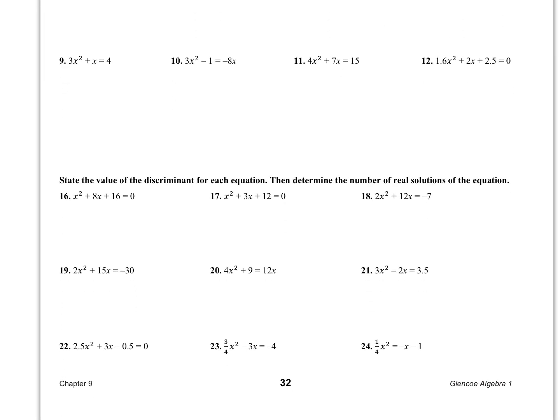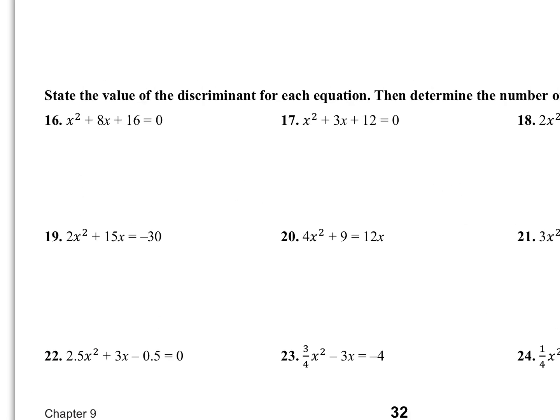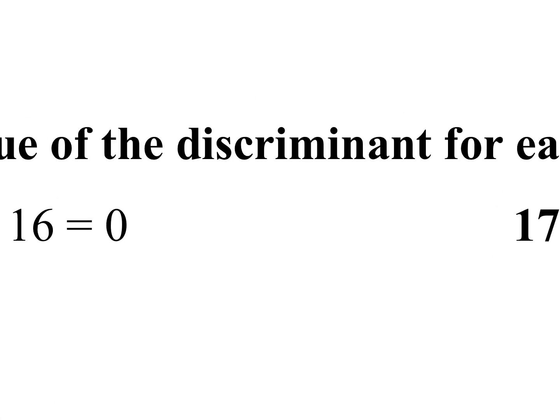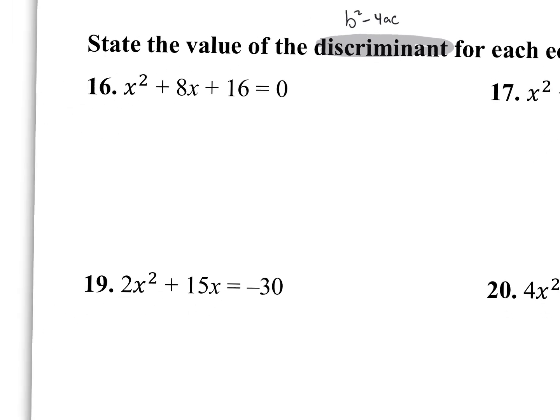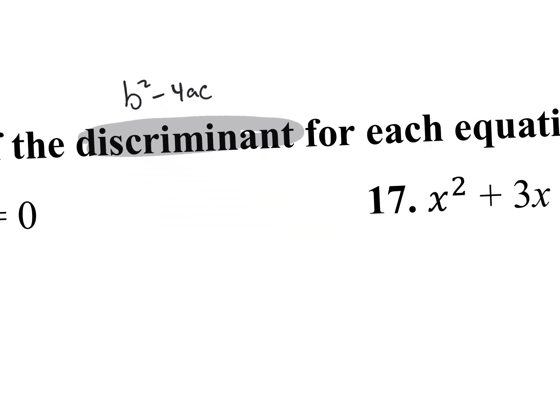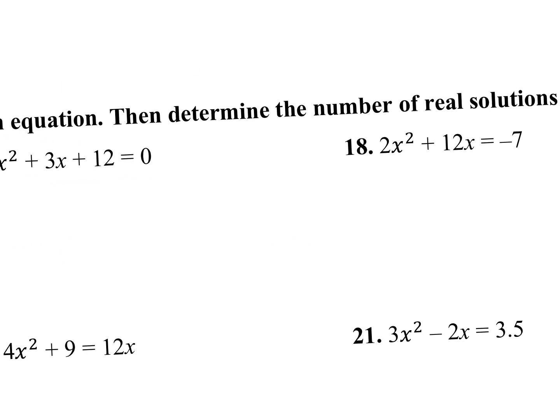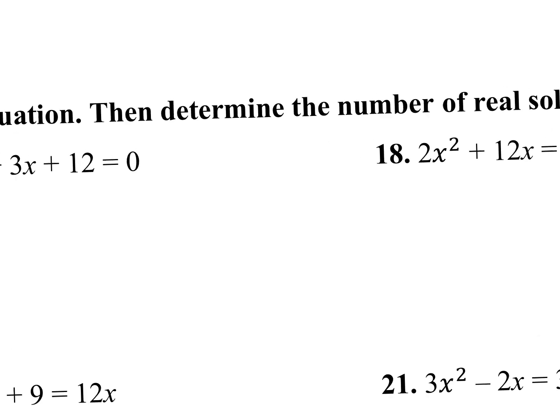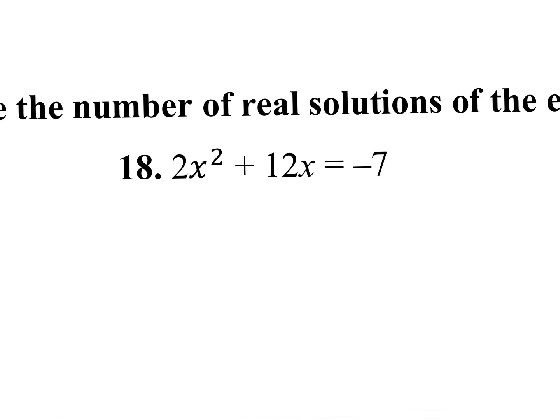Now, the second half of this worksheet says, state the value of the discriminant. And I hope we remember that the discriminant is b squared minus 4ac. It's the value inside the square root. So when we do these, they're not asking us to solve, they're asking us to state the value of that b squared minus 4ac, the discriminant value. And then once you know what that discriminant is, you'll be able to determine how many real solutions you have.